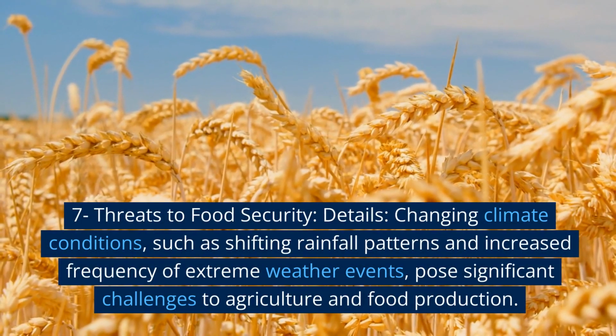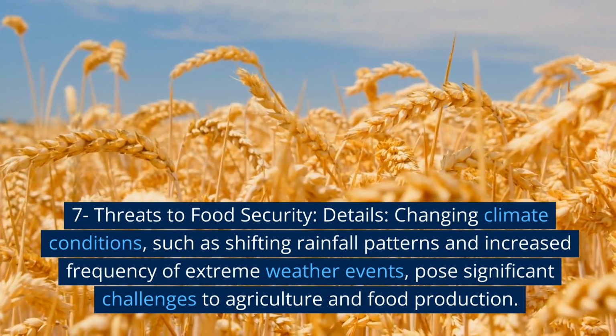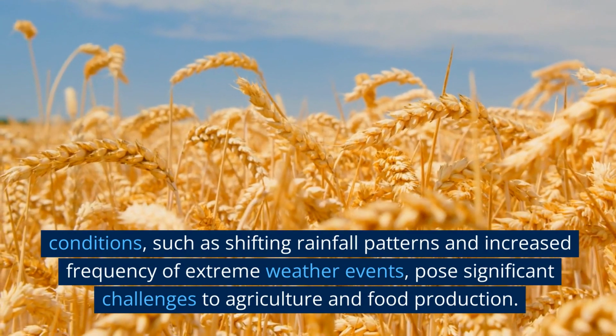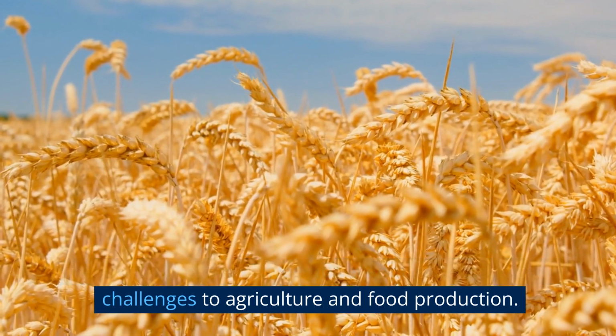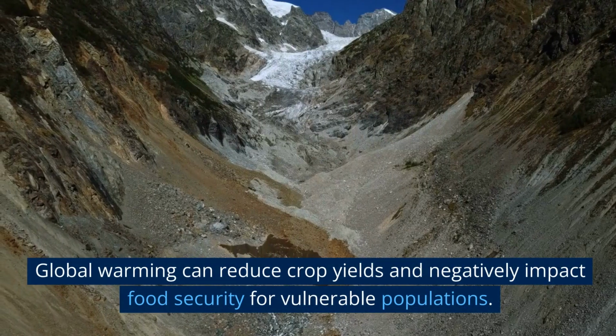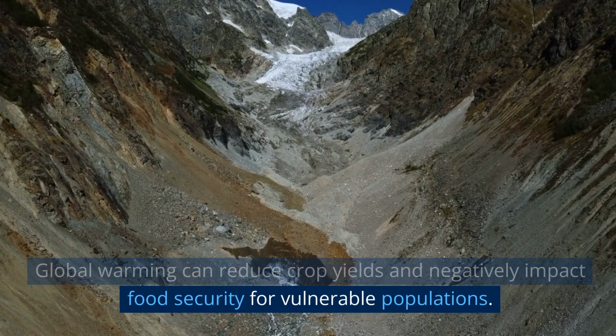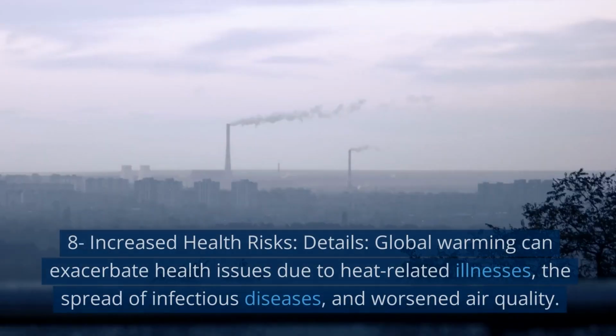Changing climate conditions, such as shifting rainfall patterns and increased frequency of extreme weather events, pose significant challenges to agriculture and food production. Global warming can reduce crop yields and negatively impact food security for vulnerable populations. 8. Increased health risks.